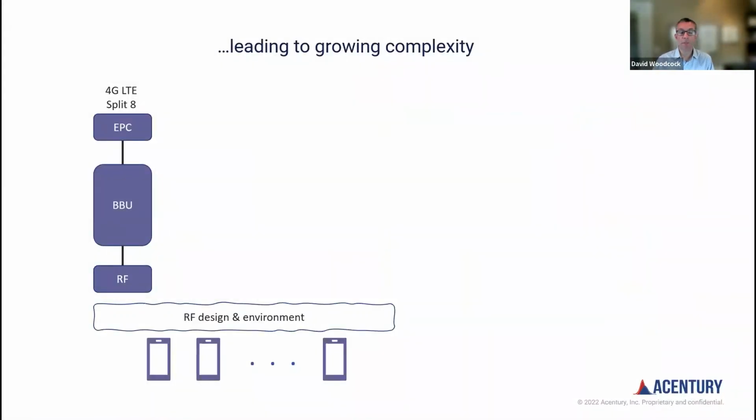Here we see the typical 4G network architecture with the enhanced packet core, the BBU, and RU. It's pretty straightforward, with really only one deployment question: where to locate the BBU equipment. Is it centralized with the core, or is it distributed with the RF equipment? The equipment and the suppliers are the same.